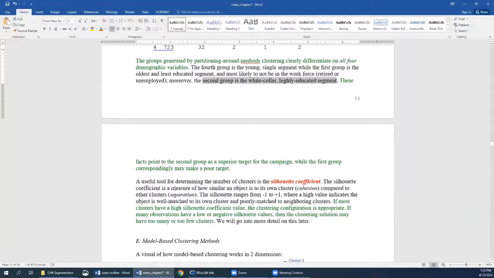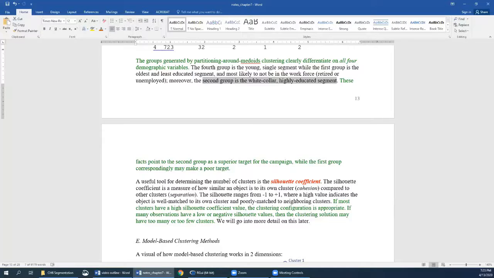A useful tool for determining the number of clusters is the silhouette function, which is unique to PAM. The silhouette coefficient is a measure of how similar an object is to its own cluster, also known as cohesion, compared to other clusters, also known as separation. This value ranges from -1 to 1, and a high value indicates the object is well matched to its own cluster and poorly matched to neighboring clusters. If most clusters have a high silhouette coefficient value, then the cluster configuration is appropriate. If many observations have a low or negative silhouette value, then the clustering solution may not be appropriate.